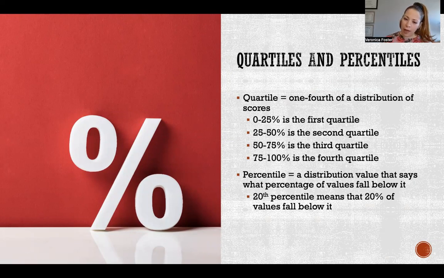A percentile is a distribution value that says what percentage of values fall below it. So if you're 20th percentile, that means that 20% of the values fall below it. Like if you take a kid to the doctor and they're 20th percentile for height, it means that they are taller than 20% of the other kids in their age bracket that they're being compared against, and they are shorter than 80% of that same population.